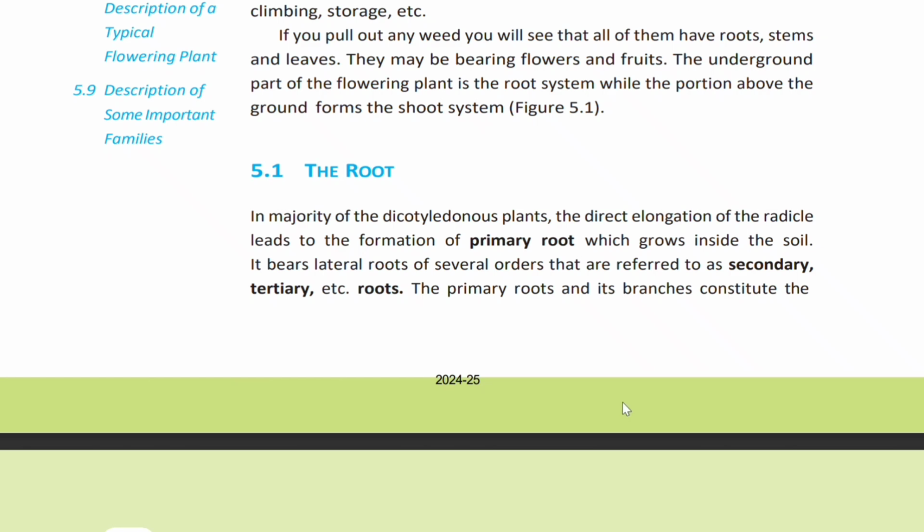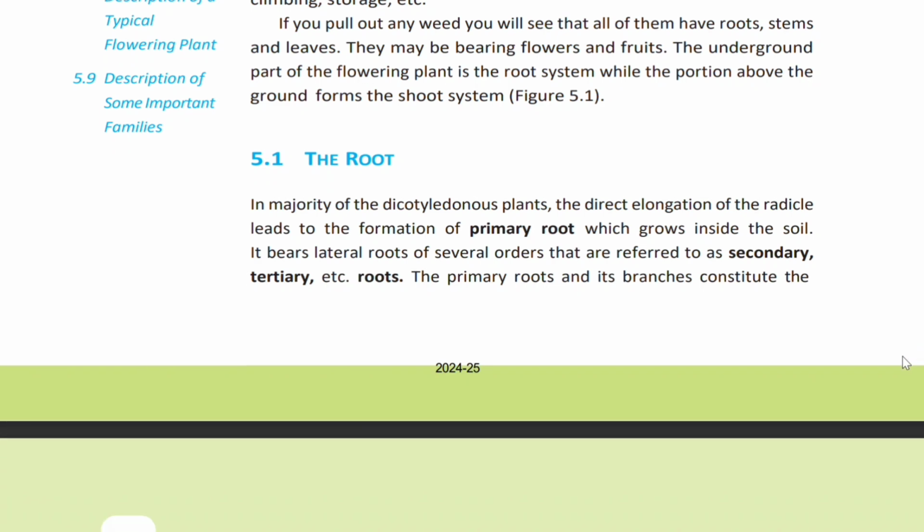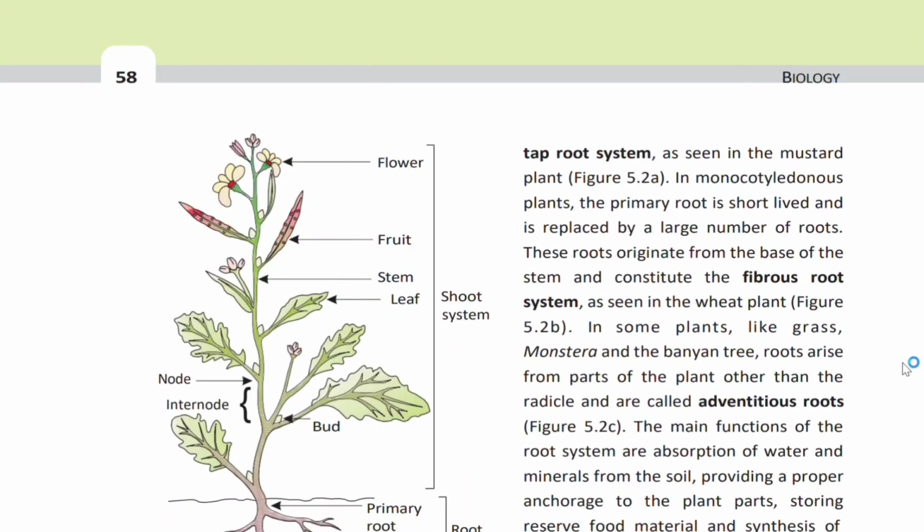It bears lateral roots of several orders that are referred to as secondary, tertiary, etc. roots. The primary root and its branches constitute the taproot system, as seen in the mustard plant. In monocotyledonous plants, the primary root is short-lived and is replaced by a large number of roots. These roots originate from the base of the stem and constitute the fibrous root system, as seen in the wheat plant. In some plants like grass, Monstera and banyan tree, roots arise from parts of the plant other than the radicle and are called adventitious roots.